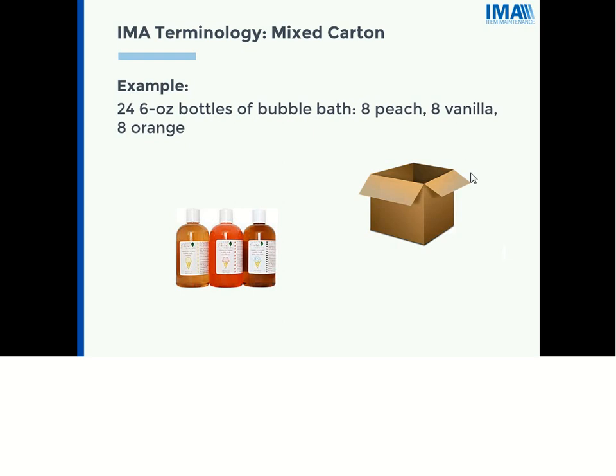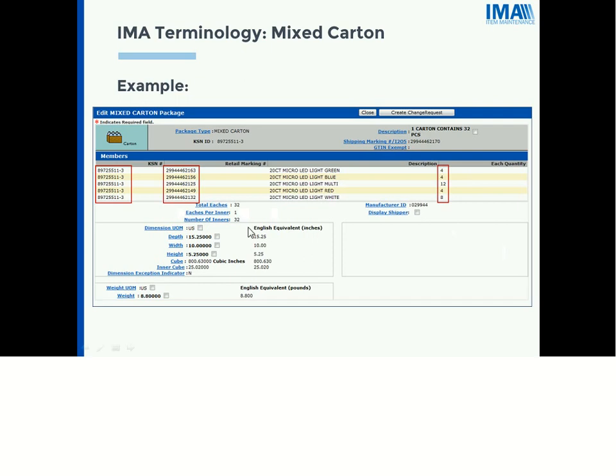For a mixed carton, you would have 24 6-ounce bottles of bubble bath: 8 peach, 8 vanilla, and 8 orange. In the system, you would see a single KSN. It's the same KSN all the way down, and there are multiple UPCs on that single KSN, but each UPC does have a specific quantity.